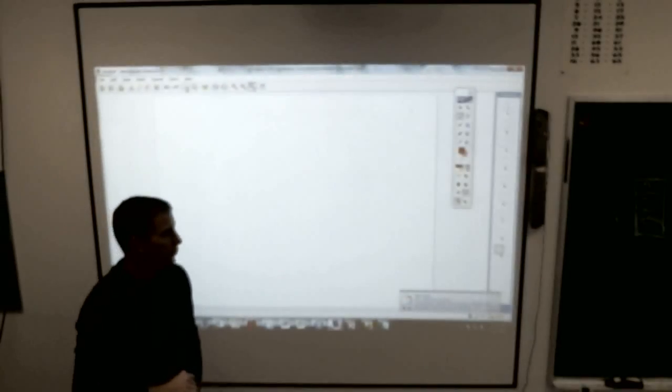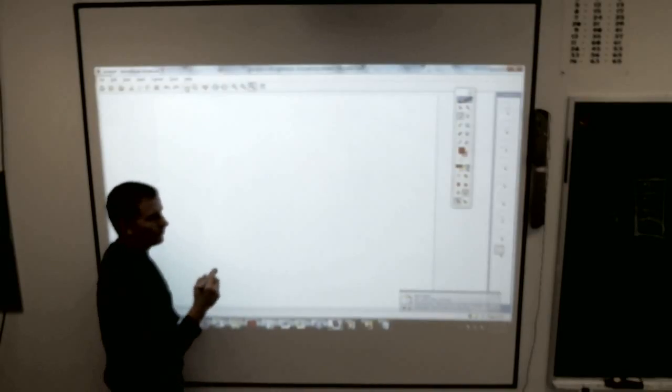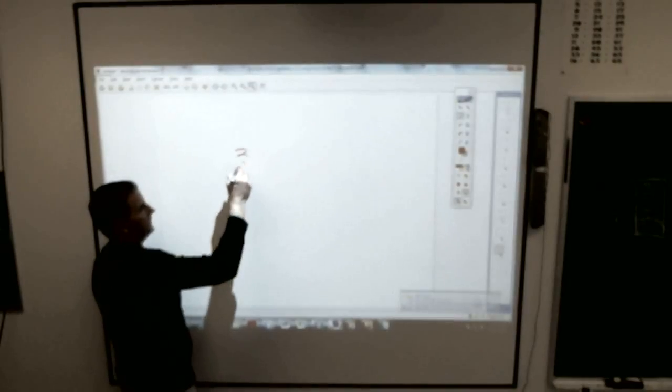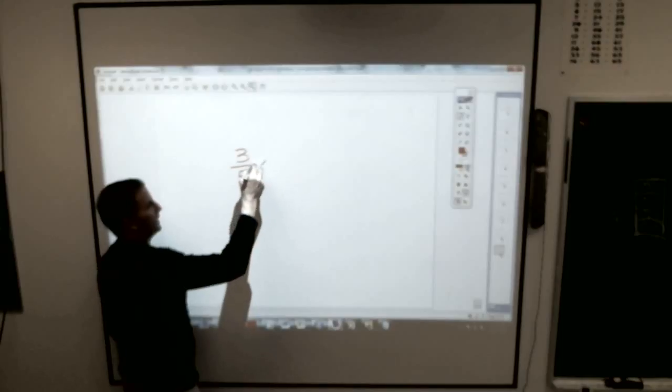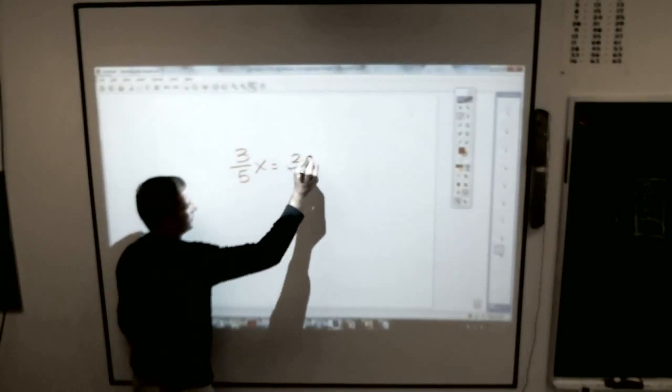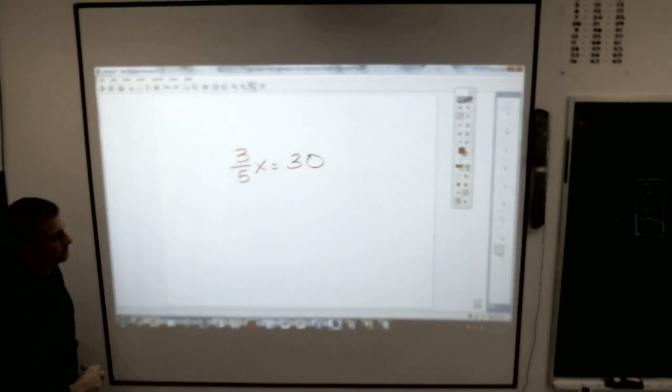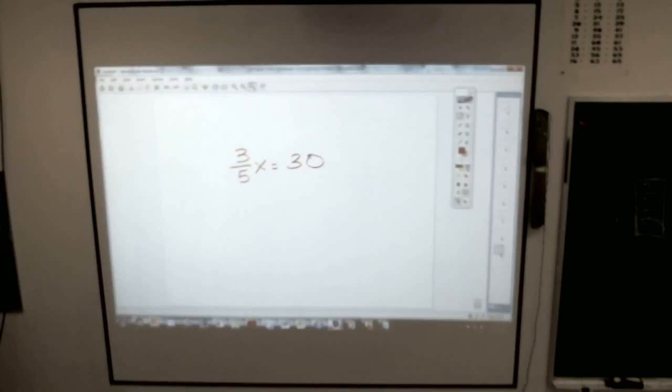What happens when you have a fraction in front of the letter? 3/5 x equals 30. 3/5, fractions seem to throw people off. You can think about this just like we did. What type of equation is it? It's a multiplication. So to solve it, here's what you could do.